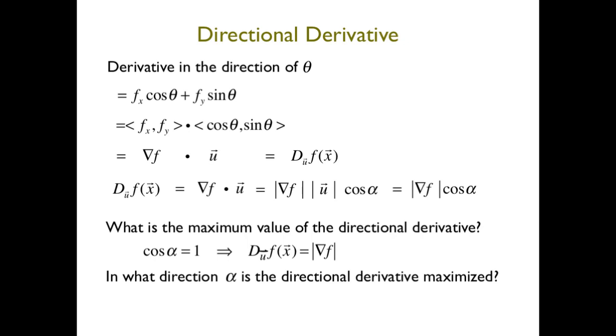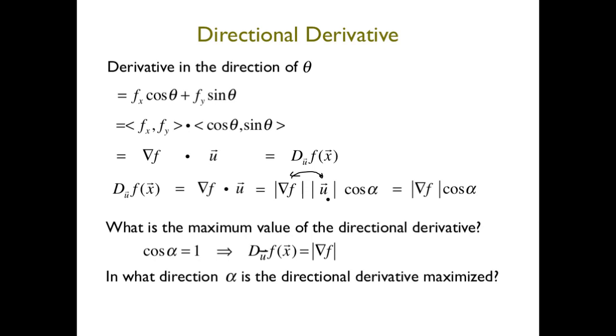What's the value of alpha to get cosine alpha to be 1? 0. So alpha equals 0, right? What was alpha? Alpha is the angle between these two vectors. Remember, we get to choose what u is, and so we're going to choose u so that alpha is 0.